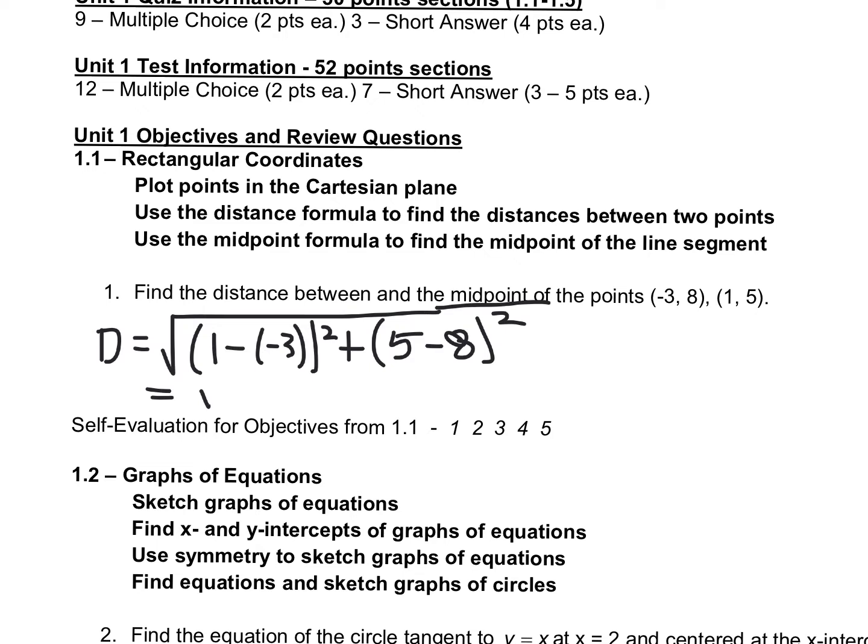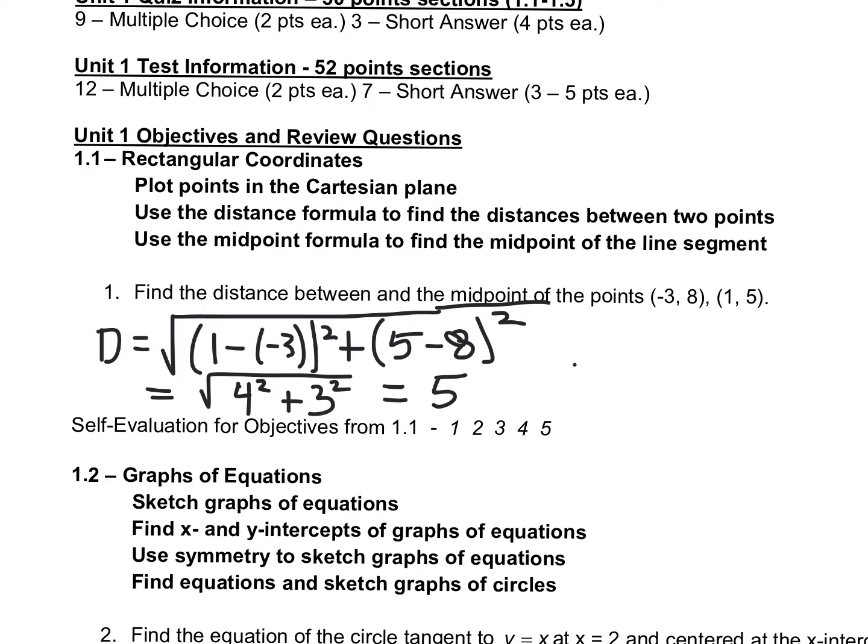So it's going to give us 4 squared, 1 plus 3 is 4, so 4 squared plus, it'd be negative 3 squared. Negative 3 squared is the same as 3 squared, so that'd be 16 plus 9 is root 25. Square root of 25 gives us a distance of 5.